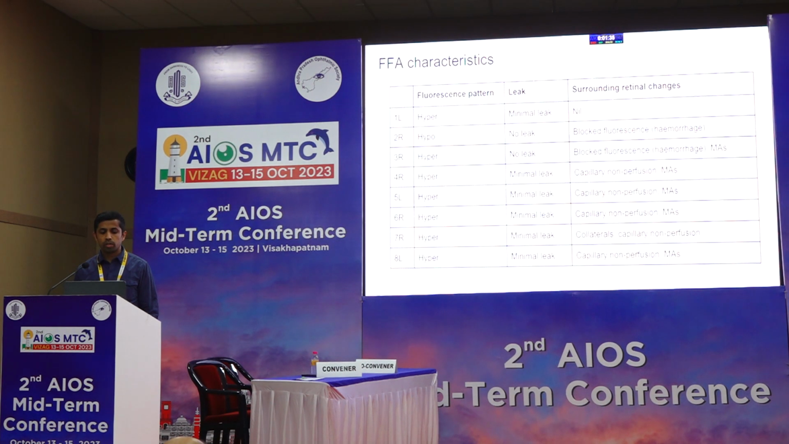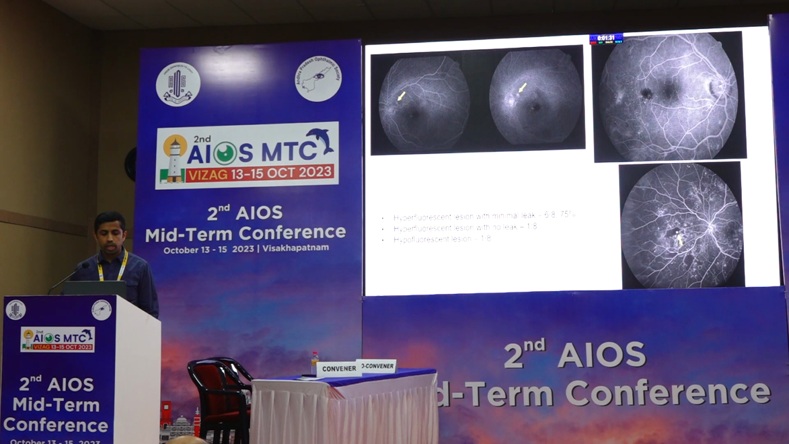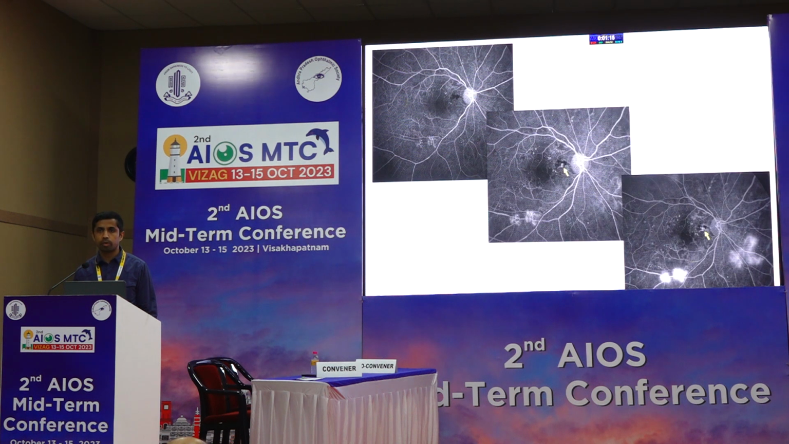Coming on to the fundus fluorescein angiography characteristics, we had hyperfluorescent lesions with minimal leak in almost 75% of the patients. 1 patient, as you can see in the second picture, had a hypofluorescent lesion with no leak. A hyperfluorescent lesion with no leak was seen in 1 patient.